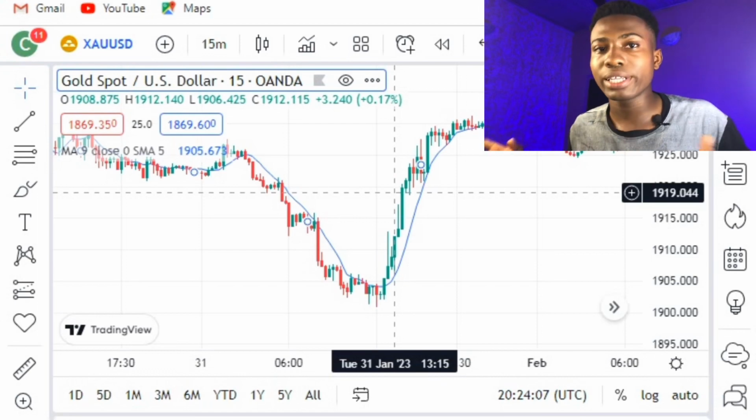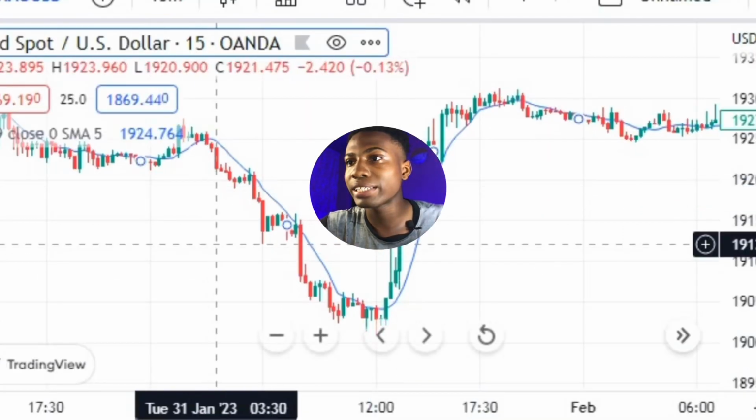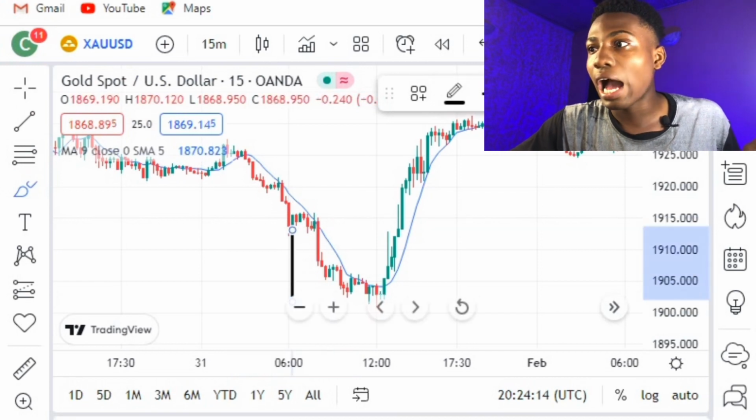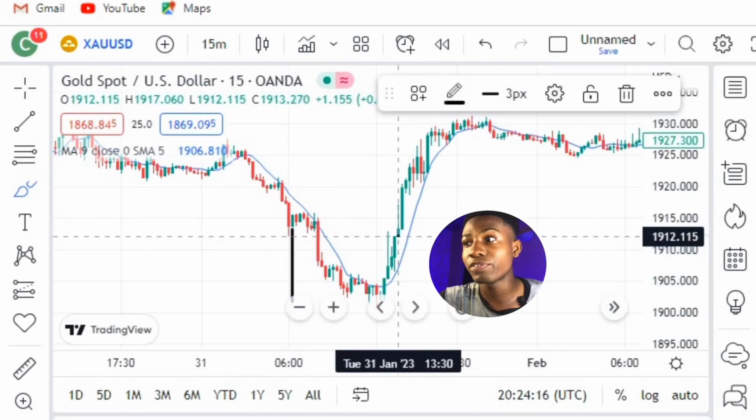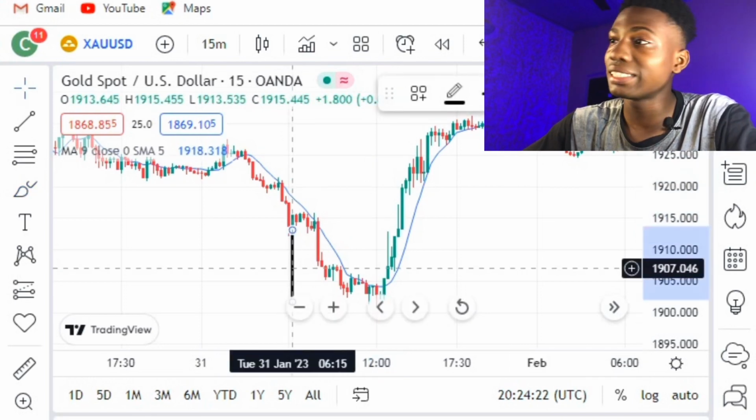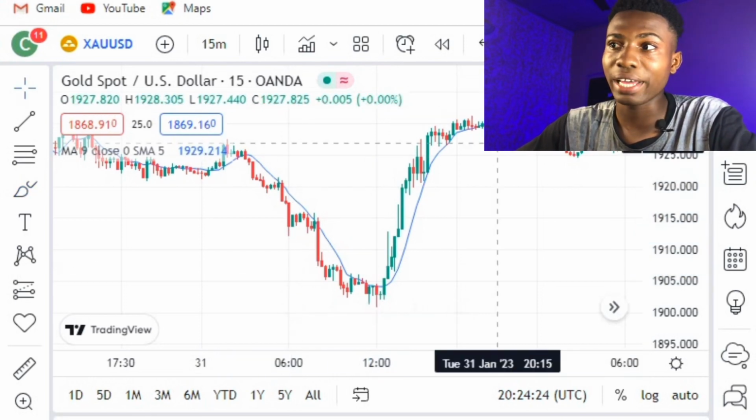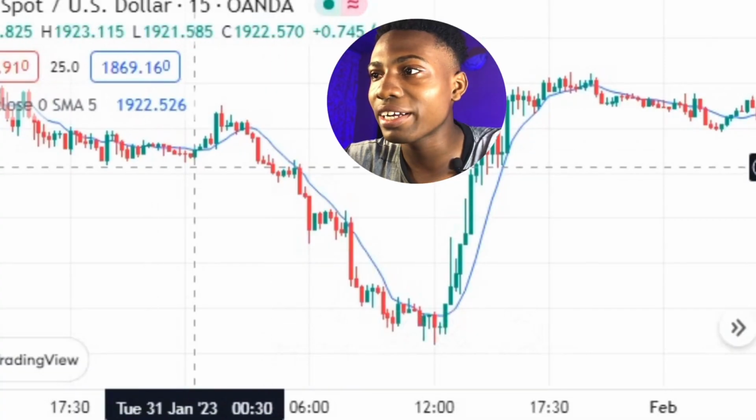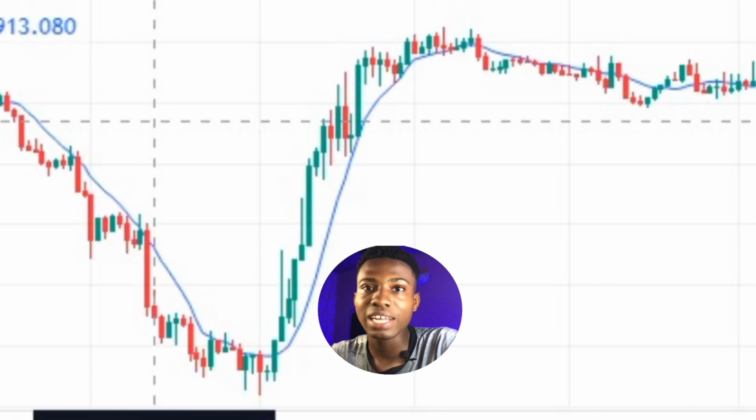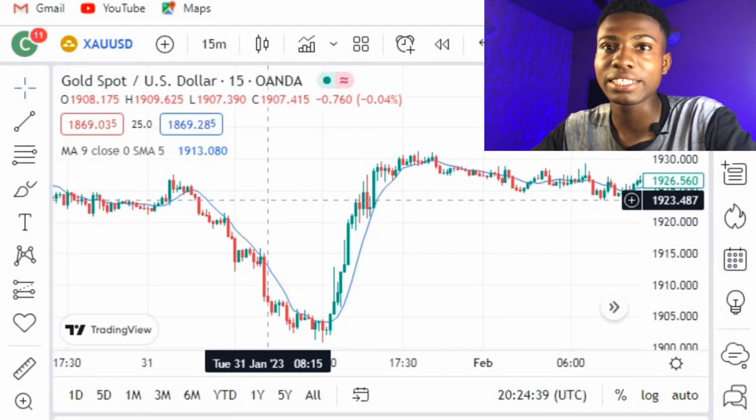Now, for those that don't know anything about the moving average, whenever I see price below the moving average, it's trying to indicate a sell, and whenever I see price above the moving average, it's trying to indicate a buy. Let's use this information we have right here. So as you can see, price is below the moving average. We know that there's a sell. Price above the moving average means the market is in an uptrend.